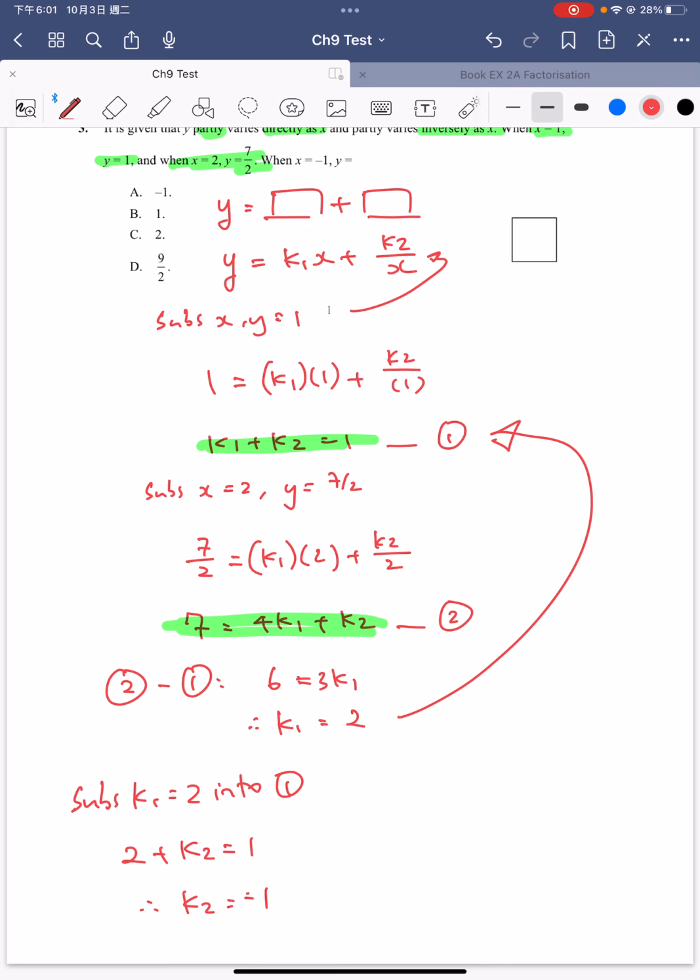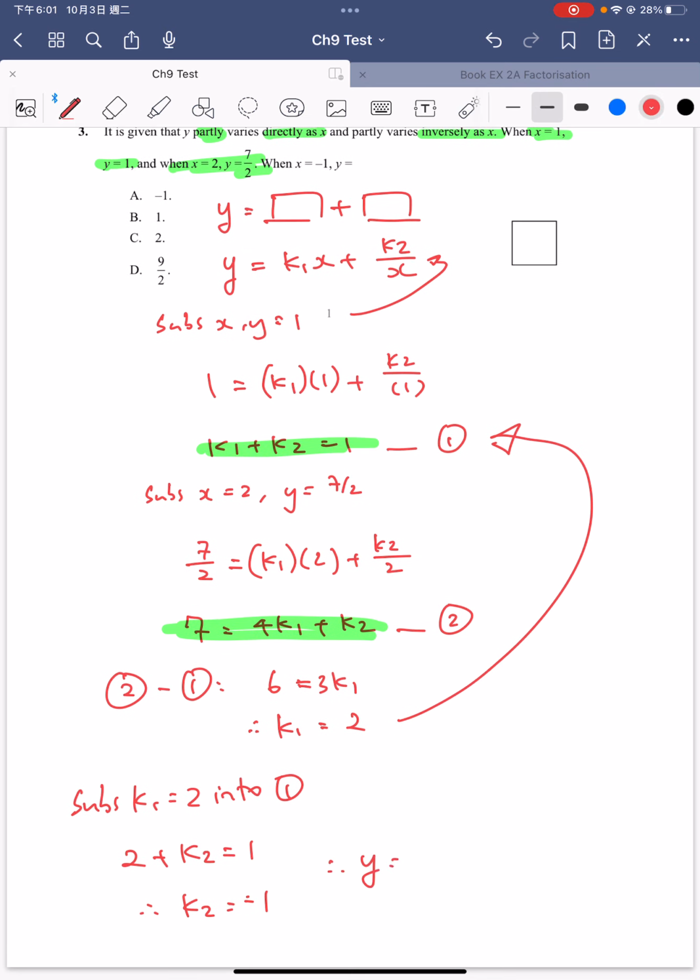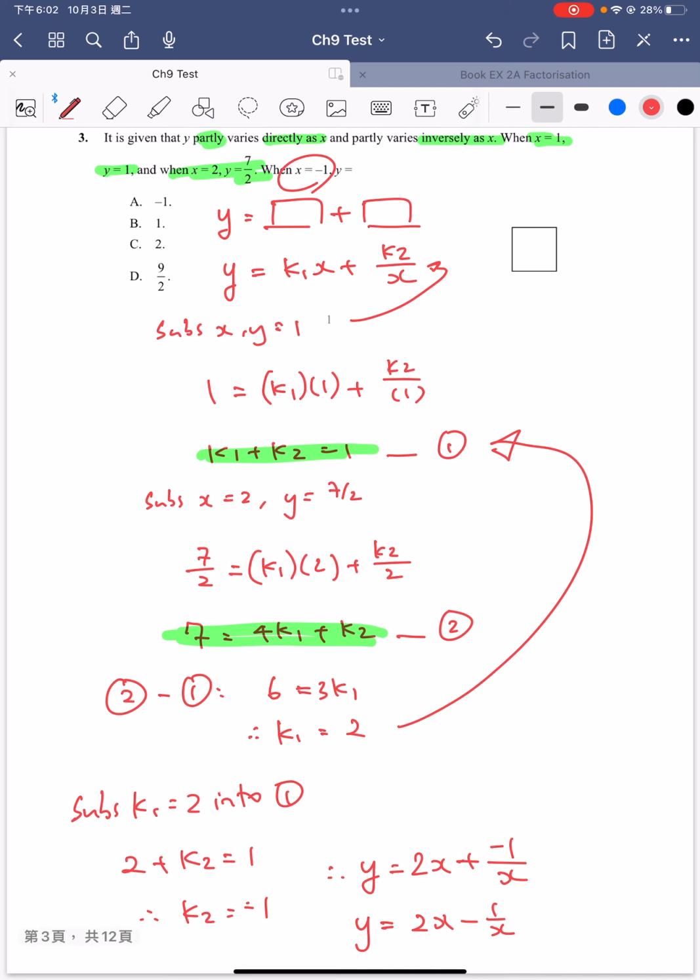Then we have y is equal to k1x, which is 2x, plus k2 over x, so it's plus k2 over x, where k2 is negative 1. Then we simplify again. We have 2x minus 1 over x. And now we're asked what's the value of y when x is equal to negative 1.